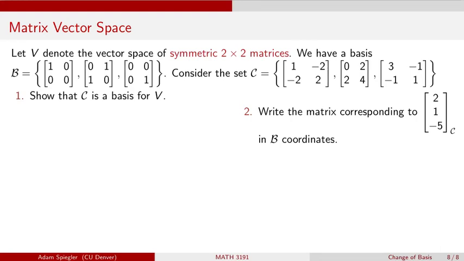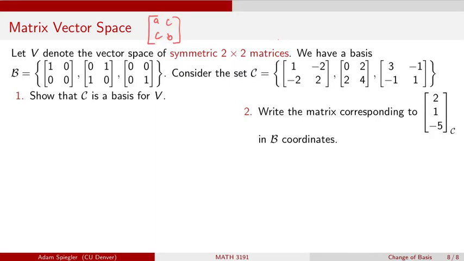All right, welcome everybody. So in this video, we are going to work with changing between two bases for a matrix vector space, and we'll set up a change of basis matrix to do so. So in this example, our vector space V is going to be symmetric 2 by 2 matrices. And when we say symmetric matrix, that means that the off-diagonal entry in position 1, 2 should equal the same as the off-diagonal entry in position 2, 1.